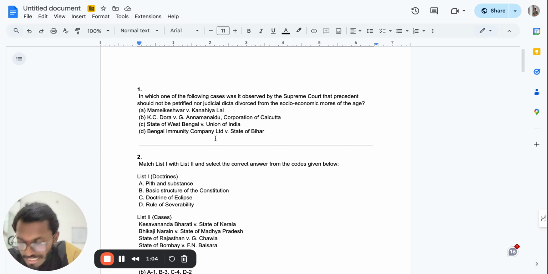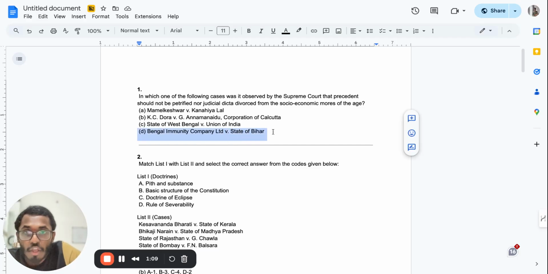In which case was it decided? It was decided in the case of Bengal Immunity Company Ltd versus the State of Bihar. Very important, so make sure that you're marking it and parallelly taking your notes and learning.